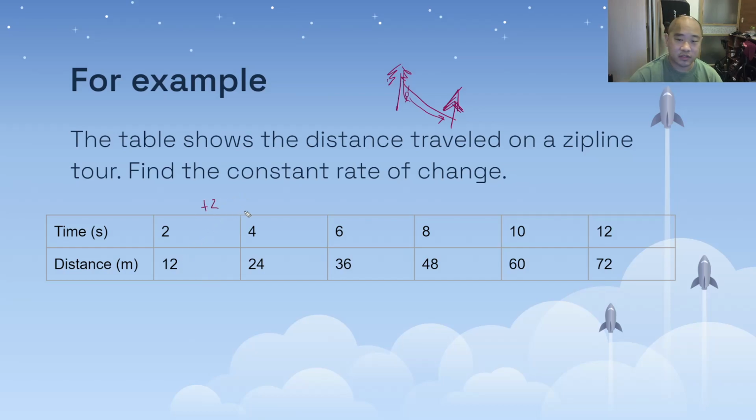Well, you can see here this is plus 2, plus 2, plus 2, plus 2, plus 2. And here we have plus 12, plus 12, plus 12, plus 12, plus 12. So the rate of change is 2 seconds for every 12 meters. And we can reduce this to be 1 over 6. So this is our rate of change.